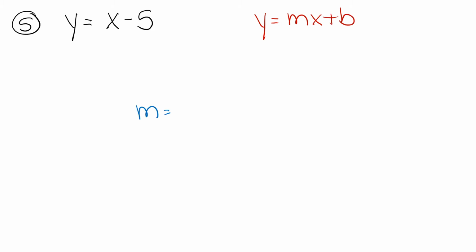For number 5, we have the equation y equals x minus 5. Remember the general equation for slope-intercept form is y equals mx plus b. Starting with the m value, the m and the x are always side by side. So in our equation, there is no number with x. When you have no value in front of x, it's an understood 1. 1 is our slope.